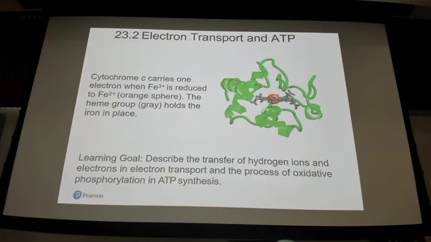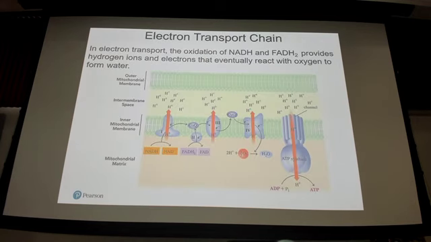Now we're moving on to the powerhouse, the energy producer, and that is the electron transport chain. Here's the schematic of the electron transport chain. As I've said before, the reduced coenzymes travel to the electron transport chain and they donate their electrons and hydrogen ions to this chain in order to produce ATP.